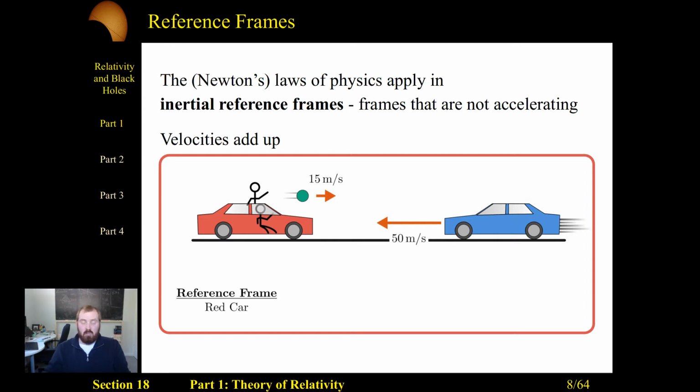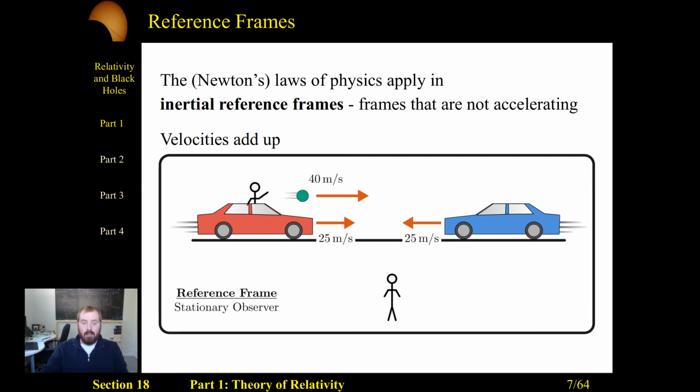Well, from your perspective, everything's coming towards you. In fact, you're at rest. You're not even moving. The blue car is coming at you at 50 meters per second. Right? So velocity's going back. 25, 25. When we switch our perspective to the red car, this 25 meters per second is just translated to this guy, the blue car.